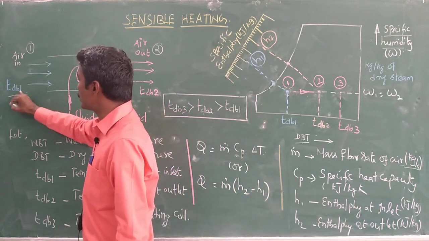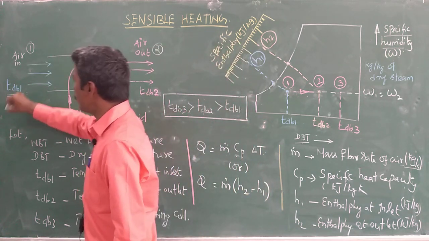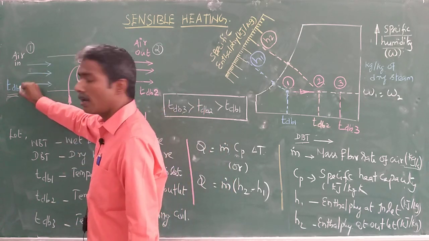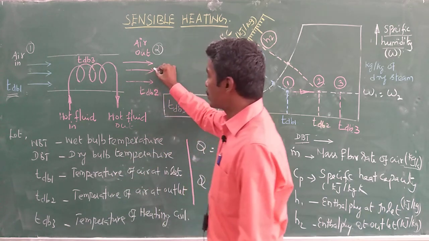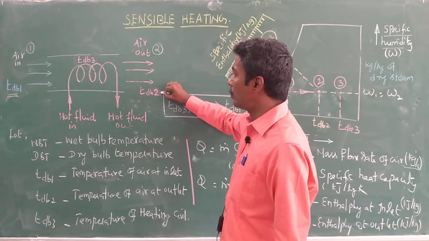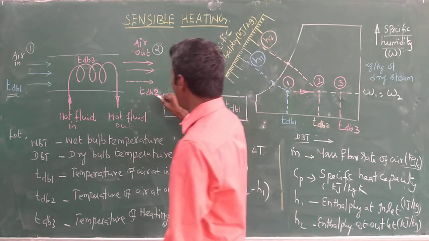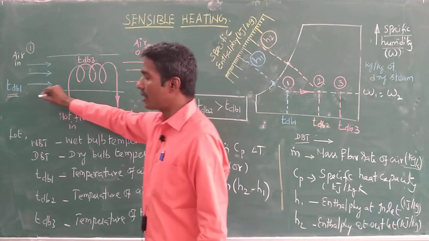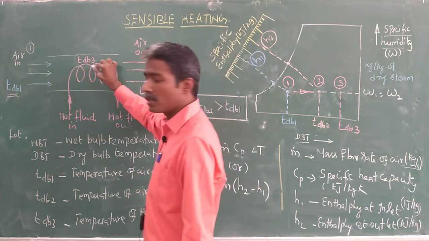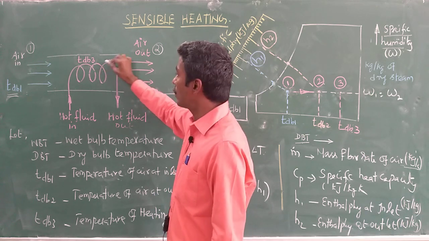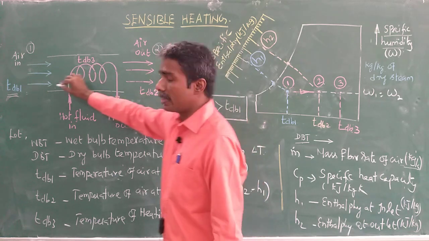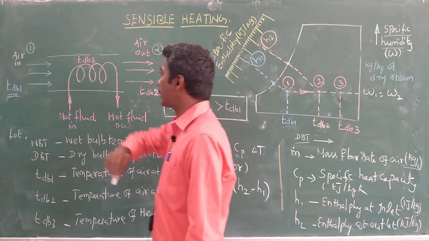The inlet air temperature is TDP1. At the inlet we have marked the dry bulb temperature TDP1 at point 1. The outlet temperature of the air is TDP2, at point 2. TDP2 is always higher than TDP1, because the air has absorbed heat from the heating coil. So the outlet air temperature is higher than TDP1, the inlet air temperature.